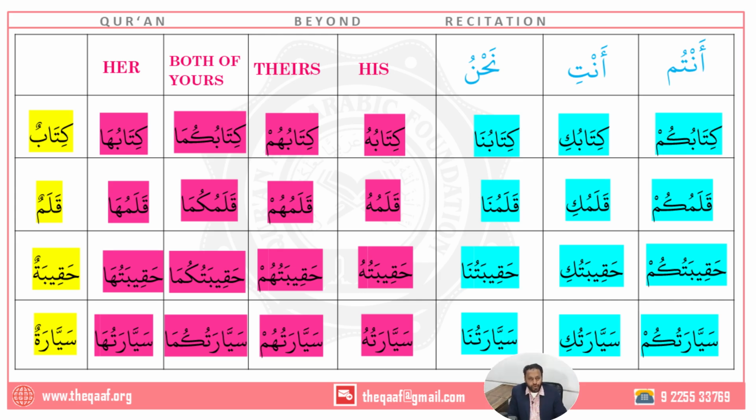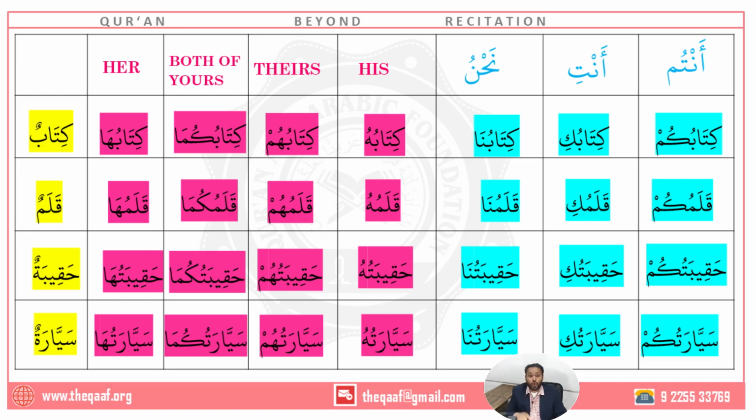Her book. Kitabuha. Her book. It will be kitabuha. Ism, attached pronoun, idafa. Book of hers. Her book. Kitabuha. How will you say both of yours book?